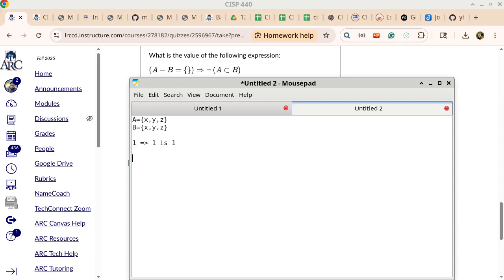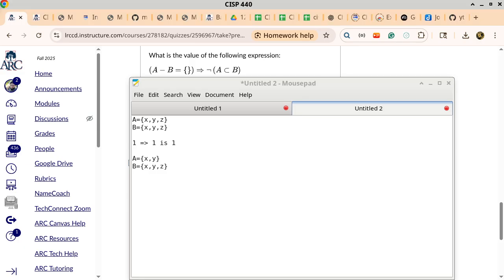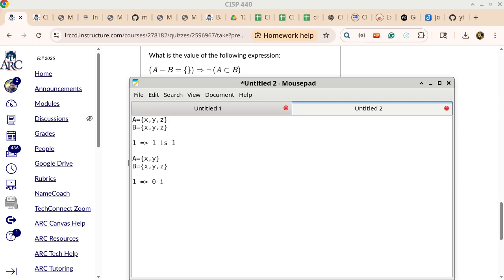But then if I change the definition so that A only has X, Y in it and B has all of X, Y, Z, in that case A minus B is an empty set. It's still true because everything in A is still in B. So the left-hand side remains true, but the right-hand side, A is a proper subset of B, is now true. But not true is false. So now we have true implies false, and the implication itself is now false. In this case, true implies false, and the result of that is false.